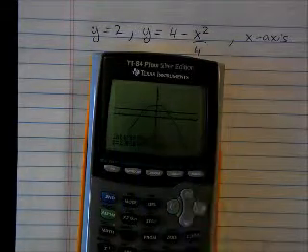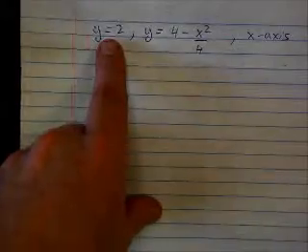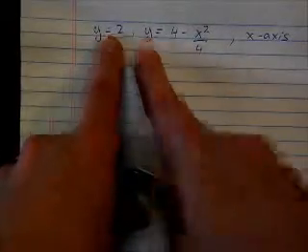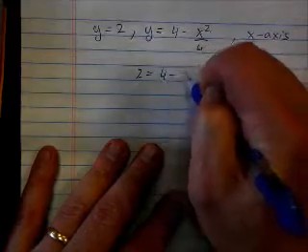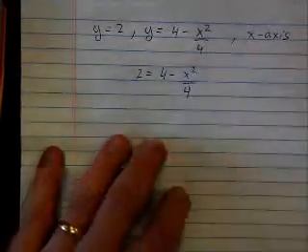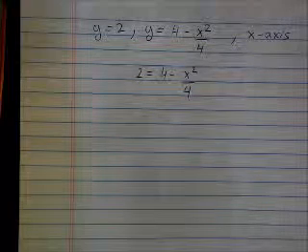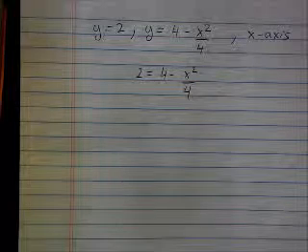So plug in 2 for y and solve for x. Right, so what I'm going to do is I'm just going to take these two equations and set them equal to each other. Plug in 2 for y. So I think I need to solve 2 equals (4 minus x squared) over 4. Unfortunately, you can't always solve with the calculator. When the answers are not nice, the calculator is just going to give you a decimal approximation. How would you solve that equation?